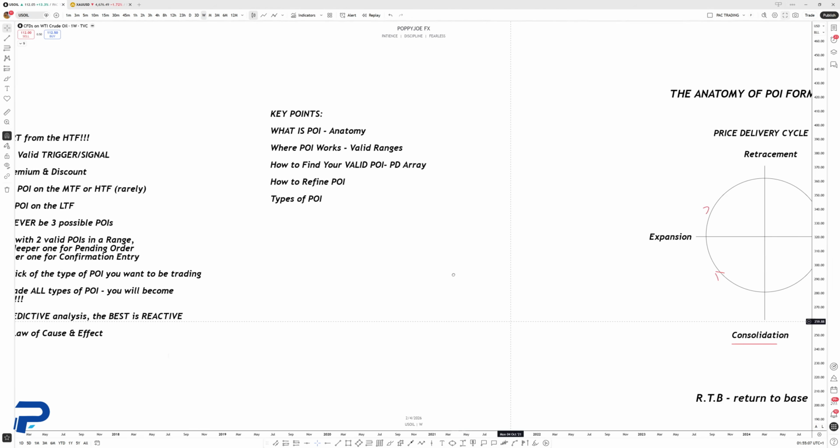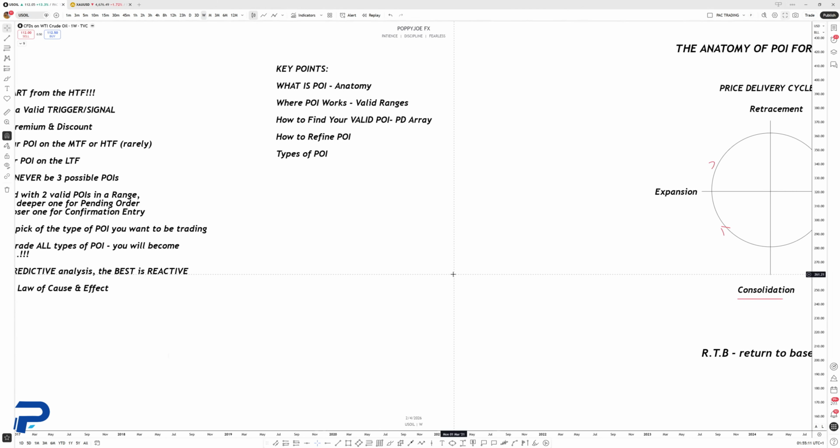Now, your POI is expected to be used in a valid range. If not, it's not going to work. No matter how good your POI is, it has imbalance, it has everything, if it is not found or you're not using it in a valid range, it is definitely going to flop. Let me use an example like this.